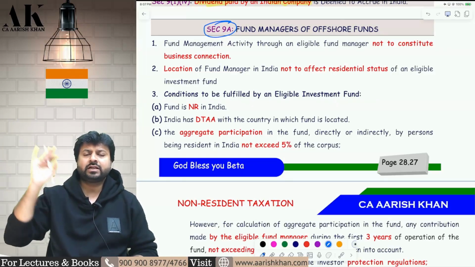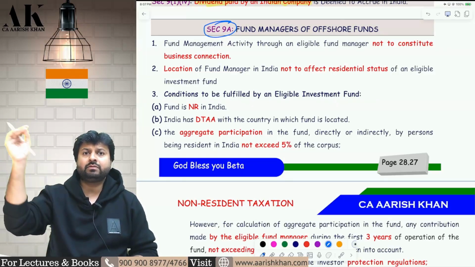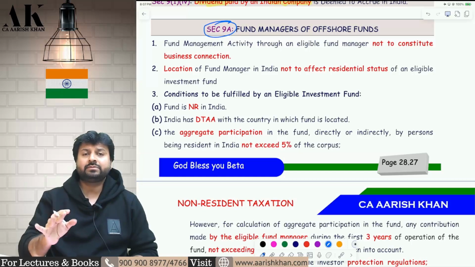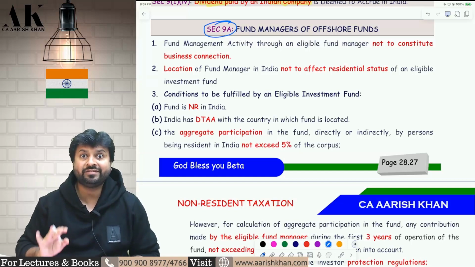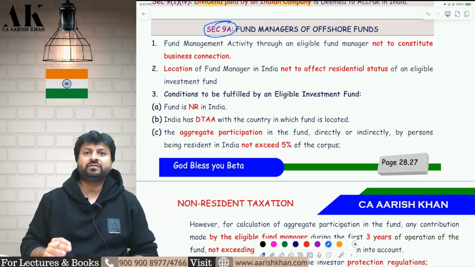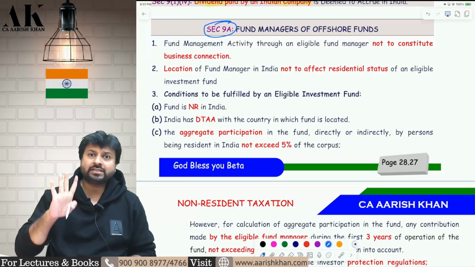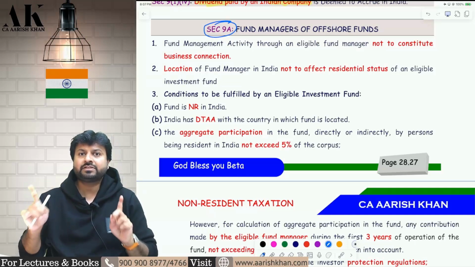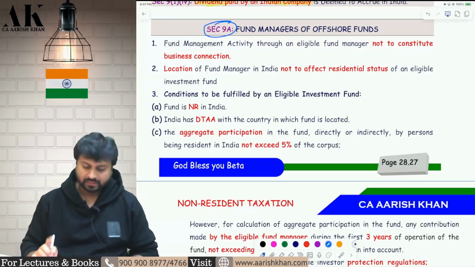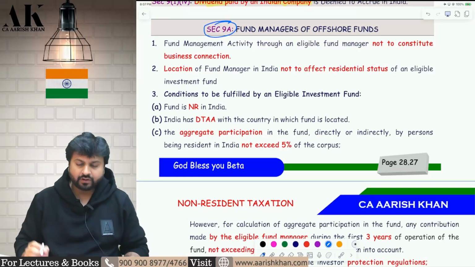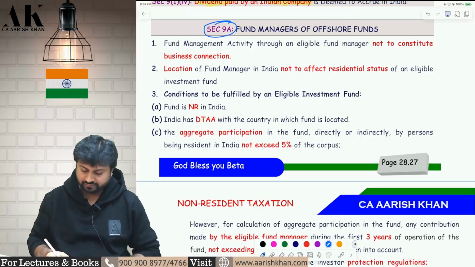Therefore, if the fund is outside India and the manager is in India, then the income of the fund will not be liable to tax in India, subject to 17 conditions. How many conditions? 17. Out of which the fund has to fulfill 13 conditions and the manager has to fulfill 4 conditions. The 13 plus 4, 17 conditions have to be fulfilled. So let us try to understand first of all what the 13 conditions are that the fund has to fulfill.